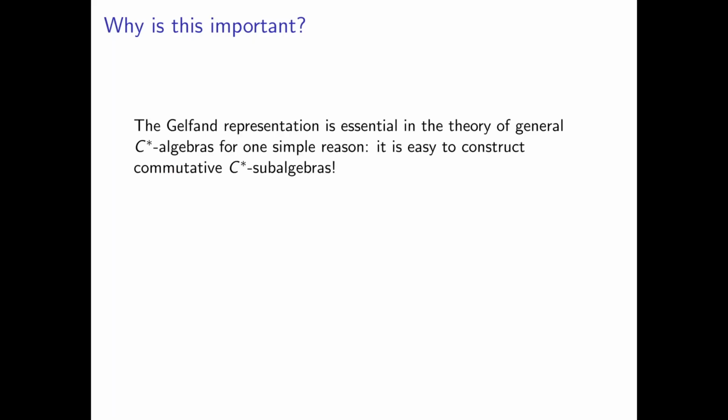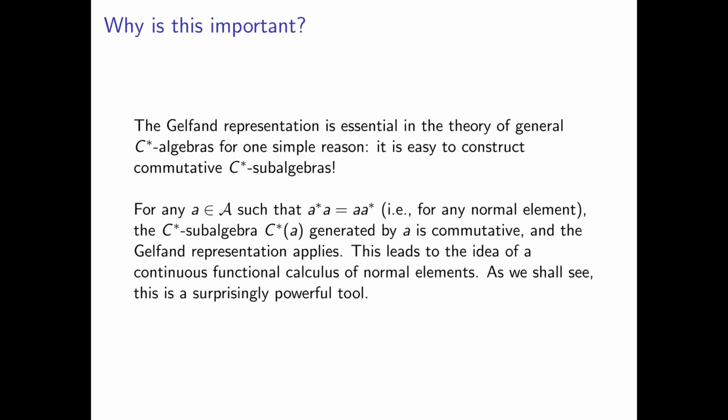Let's just talk quickly about why this is important, and this is something we're going to see in coming videos. The reason why this is so important is because it's easy to construct commutative C-star subalgebras of any non-commutative C-star algebra as well. So it doesn't matter if you have a C-star algebra that is non-unital. It's often possible to construct these commutative C-star subalgebras.